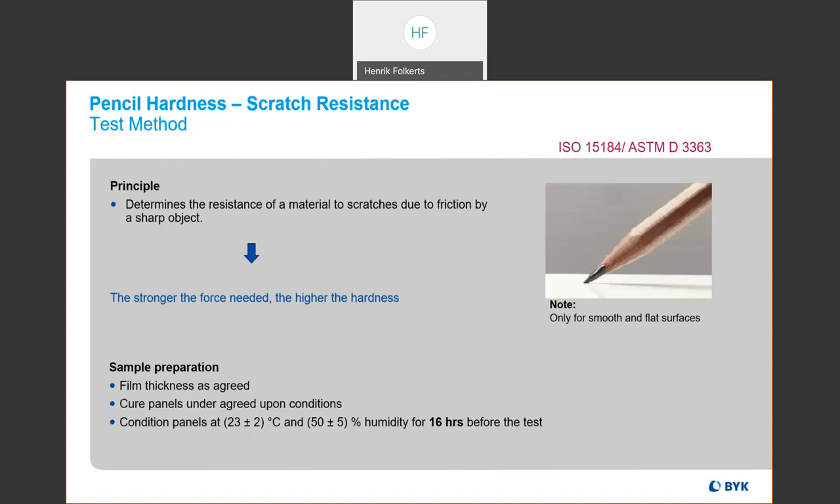As in the previous test method, the sample preparation should be taken into consideration. Film thickness has to be measured and recorded in the test report. The test panel should be cured under agreed upon conditions. Again, the test should be conducted 16 hours after the conditioning took place. Now, what is especially important is the procedure.